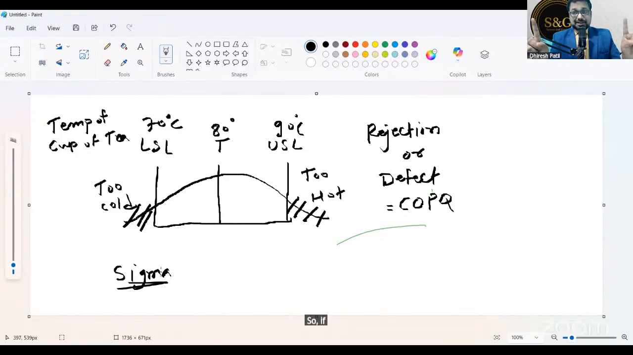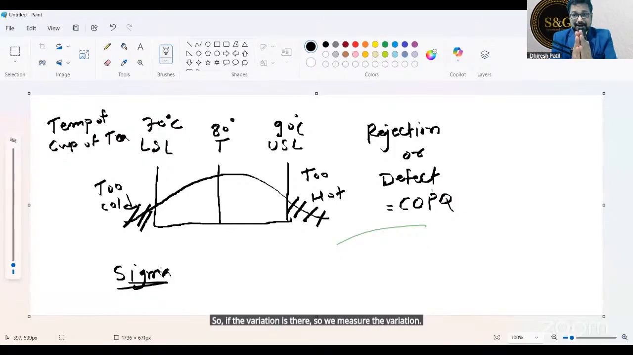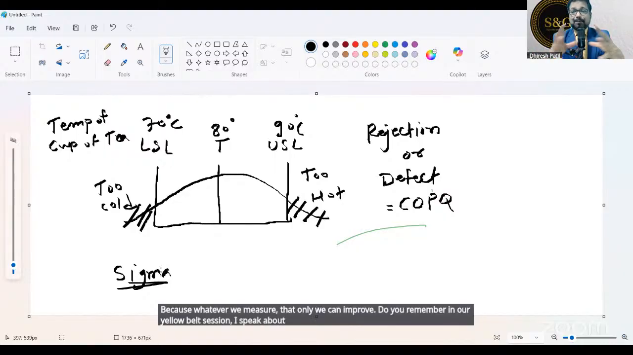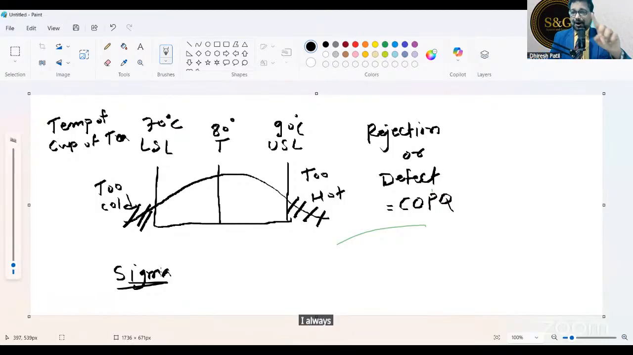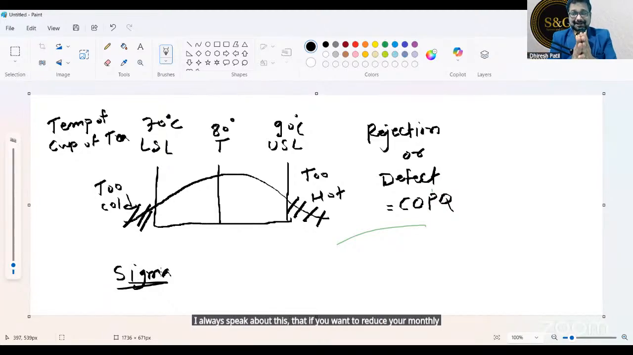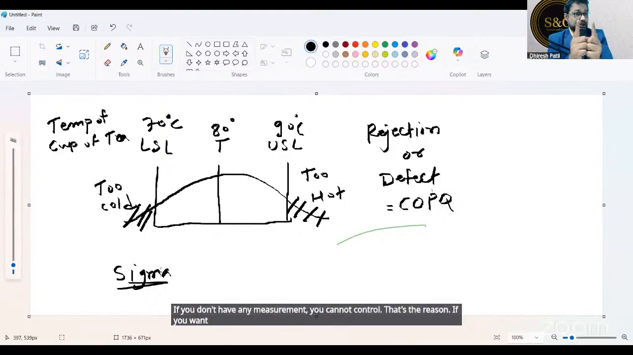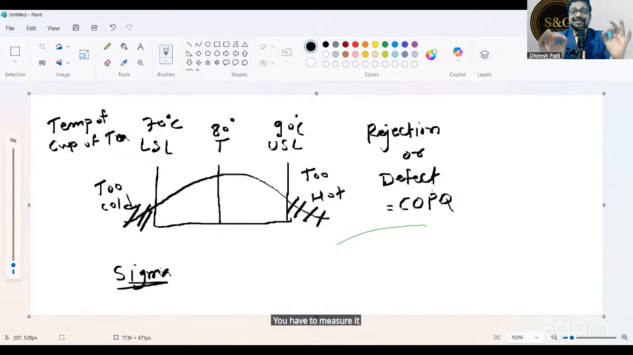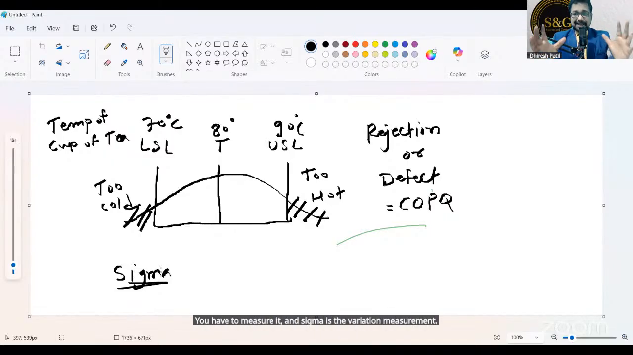We measure the variation because whatever we measure, that only we can improve. Do you remember in our yellow belt session, I spoke about reducing our monthly expenditure? How many of you remember that? Just type yes in the chat box. I always say that if you want to reduce your monthly expenses, what do you need to do first? You need to measure it. The moment you start measuring it, you will get control of it. If you don't have any measurement, you cannot control. That's the reason. If you want to reduce variation, you have to measure it, and sigma is the variation measurement. By sigma, we measure the variation.